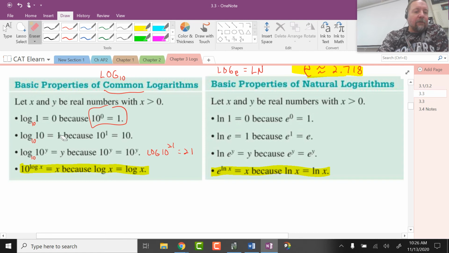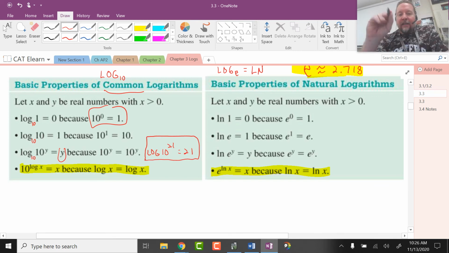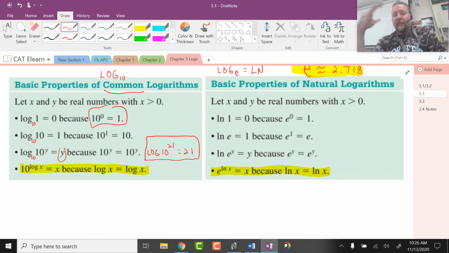Anyway, log base 10 of 1 is 0 because 10 to the 0 equals 1. Log base 10 of 10 equals 1 because 10 to the first equals 10. Log base 10 of 10 to the y is y. This is like this question: log base 10 of 10 to the 21st is 21. All right, just knowing these ideas.